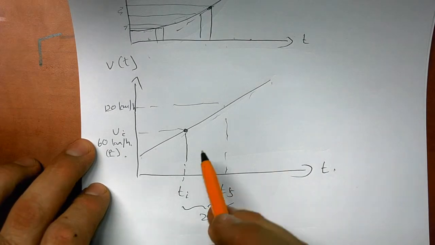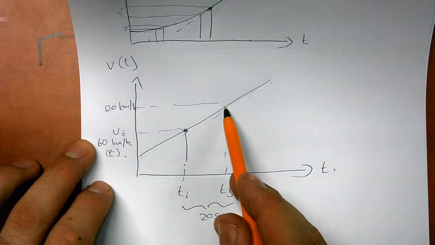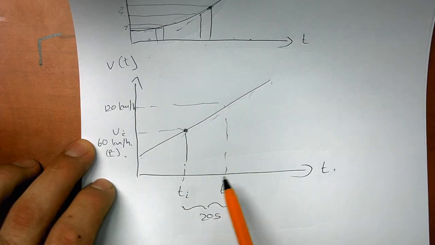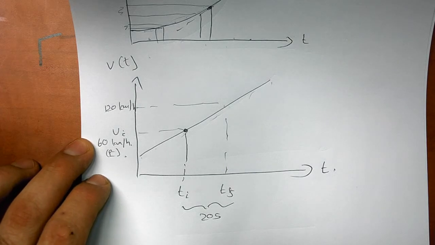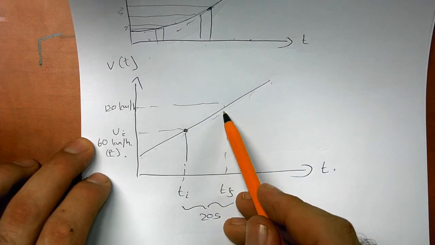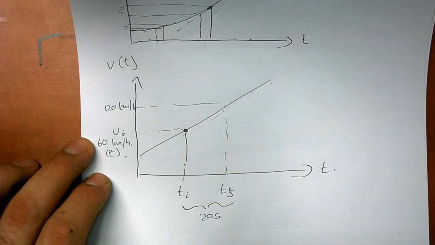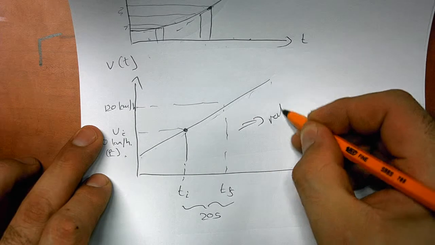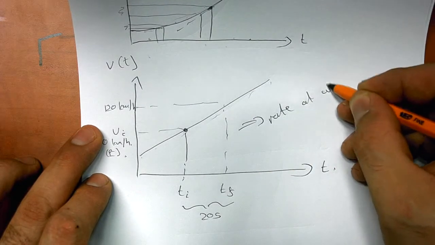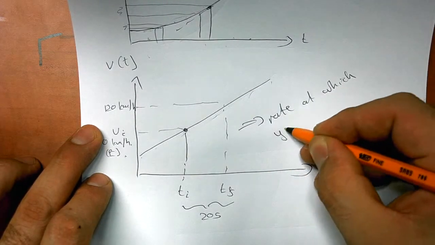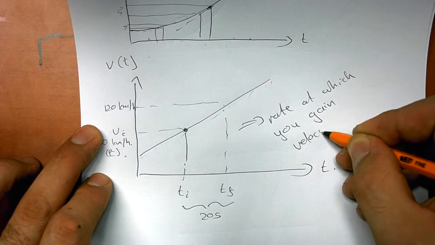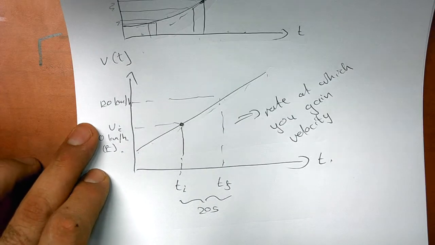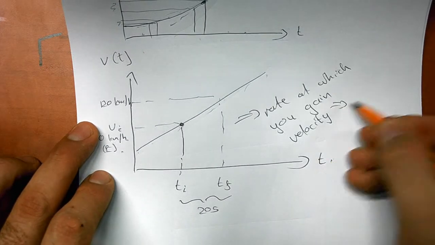So clearly your velocity is also increasing with time. Not only do you change your position at every instant, your velocity is also changing with time. So there's a certain rate at which you are speeding up, a rate at which you gain velocity. And this rate has got a name. We call this acceleration.